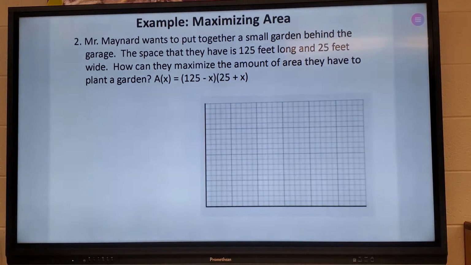Again, this equation is now provided in intercept form, given as A of x equals 125 minus x times the quantity 25 plus x. In order to find the equation for these, I am only going to give you 2 values in the equation. Okay, in the story problem, I'm going to give you one big number and one smaller number. That larger number will always be that number minus x, and the smaller number will always be that number plus x in sets of parentheses.